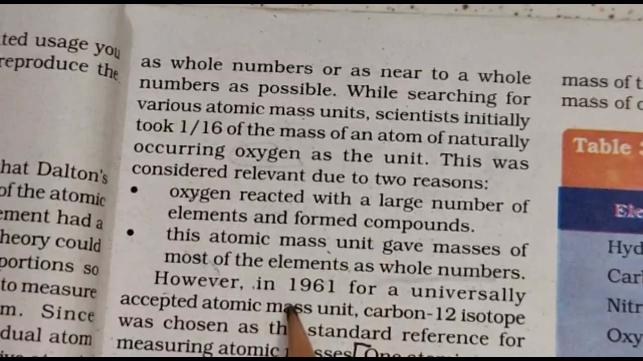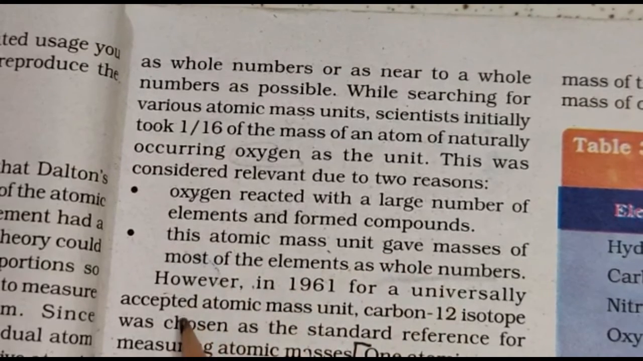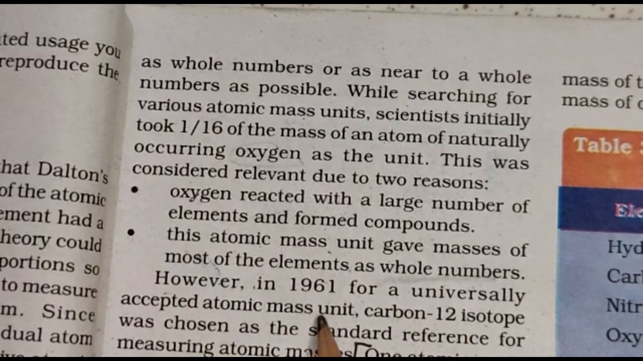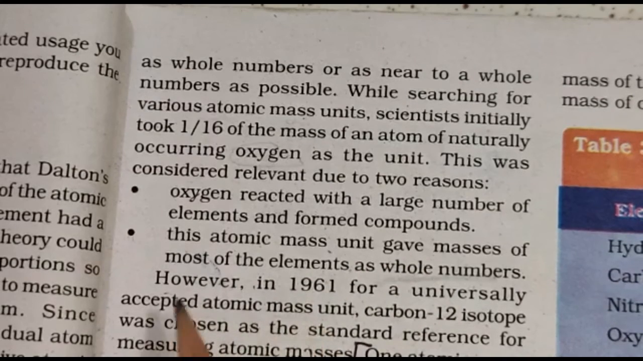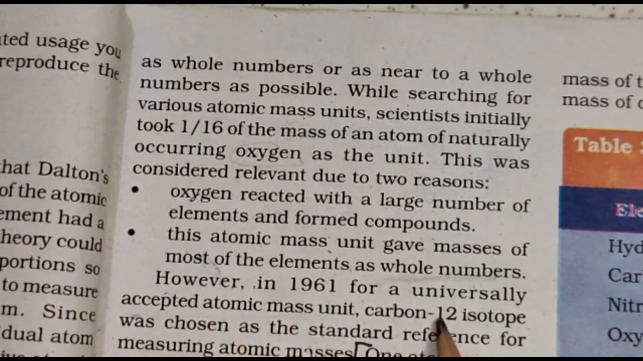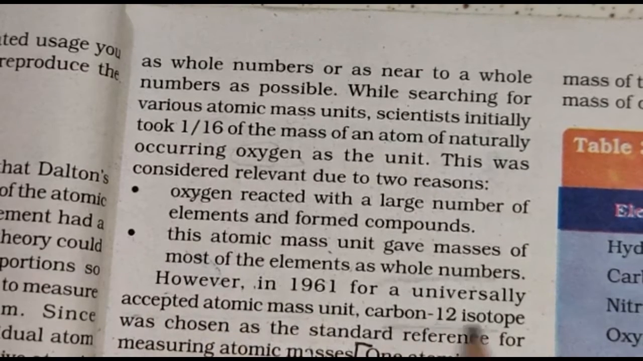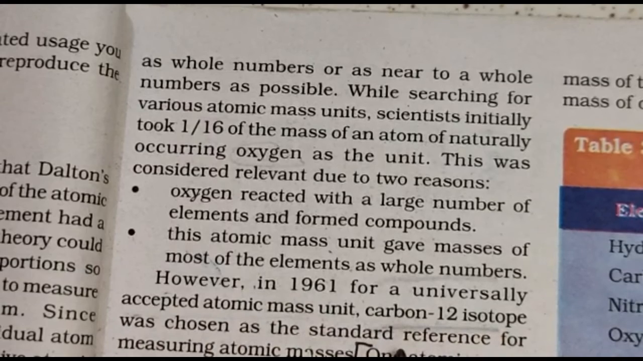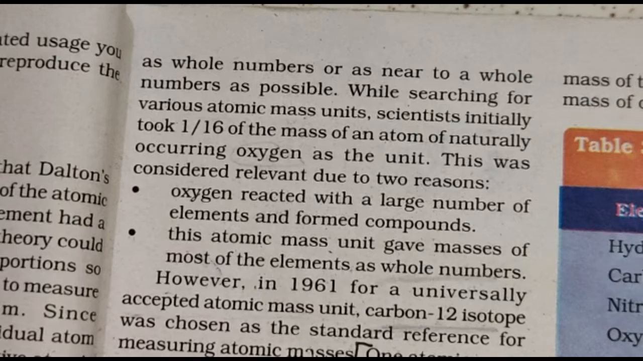After that, in the year 1961, the atomic mass unit was universally accepted based on the carbon-12 isotope. It means the carbon-12 isotope was chosen as the standard reference for measuring atomic masses.